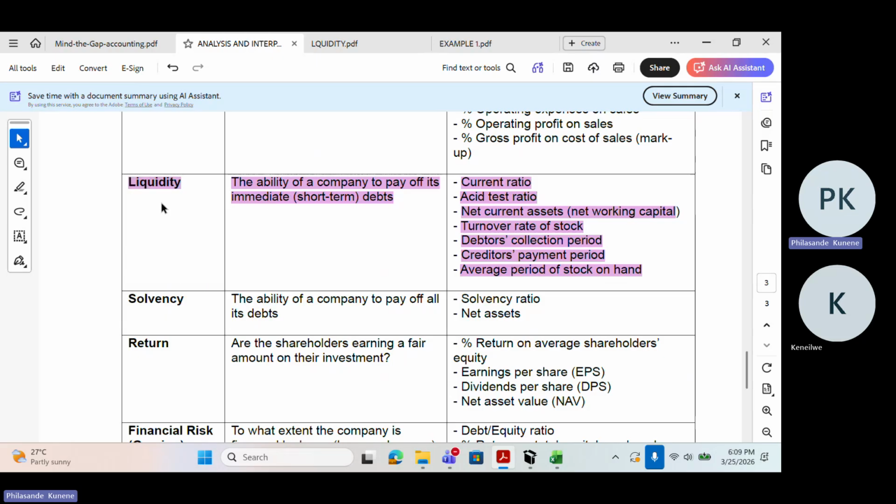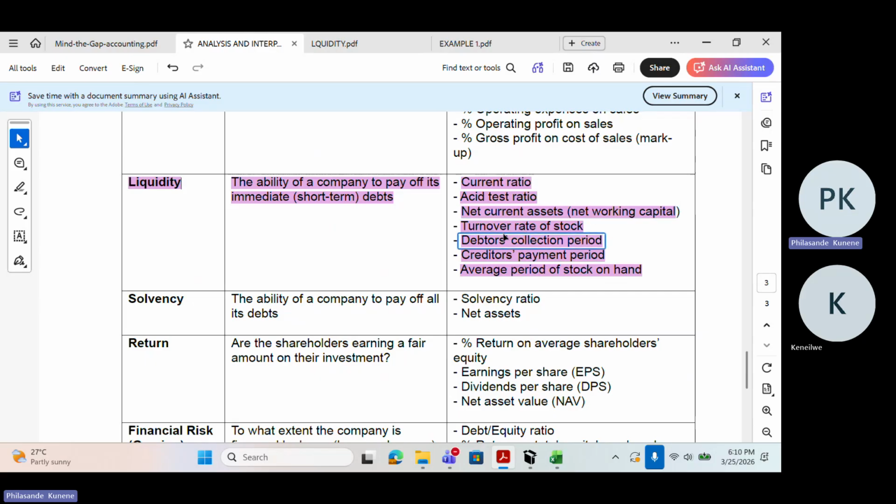So for today, I want us to understand, what does current ratio mean? What is the meaning of a current ratio? We need to get an understanding of current ratio. We need to get an understanding of the acid test ratio and what is the difference between the two. Net current assets, net working capital, it is an important ratio, but they don't usually ask about it in grade 12. But it's something that we need to know.